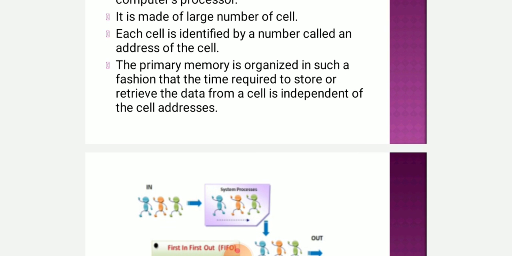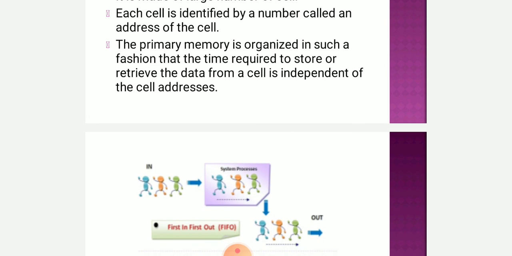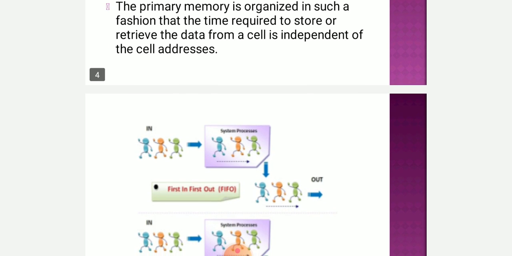It is made of a large number of cells. Each cell is identified by a number called the cell address. It means every cell has one unique number. The primary memory is organized in such a fashion that the time required to store or retrieve data from a cell is independent of the cell address.